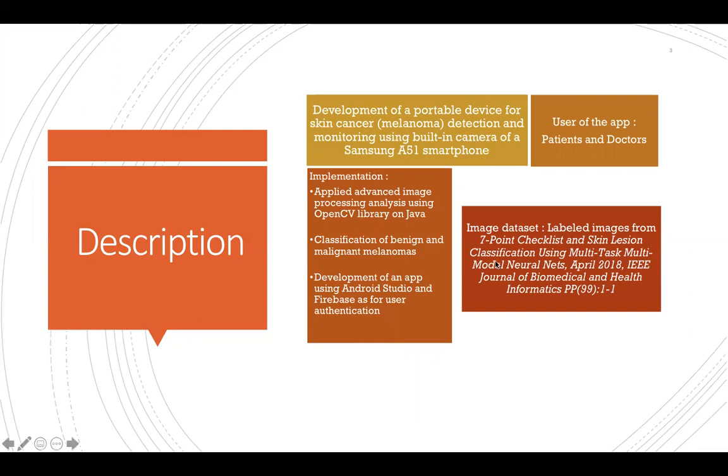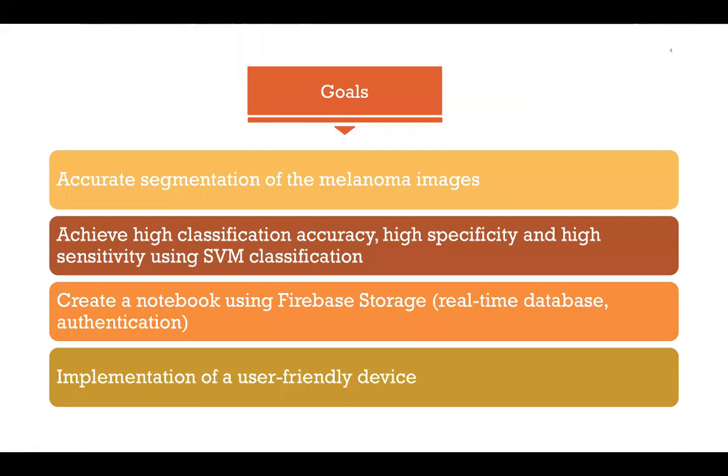For collecting data, we use open source data, around 3,000 images, and those are labeled. The main goal is to achieve an accurate segmentation of melanoma images, high classification accuracy, specificity, and sensitivity using a support vector machine classification model, and the creation of the notebook using Firebase, both for real-time database and authentications. Last but not least, the aim is to implement a user-friendly device accessible for any type of users.